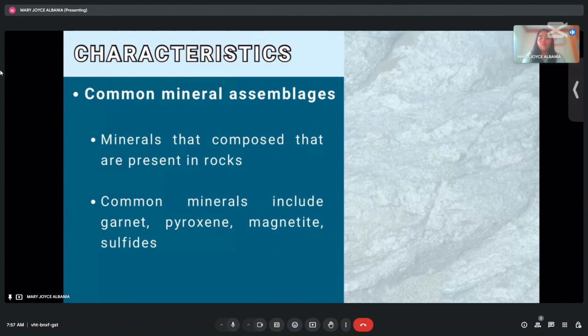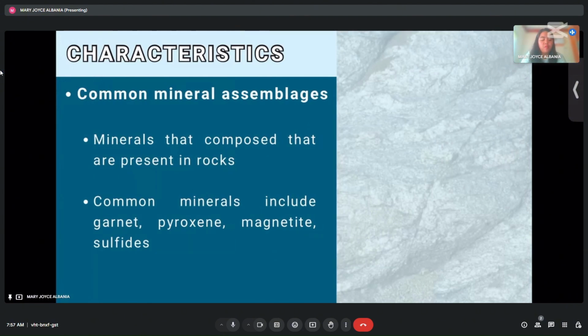Next is the common mineral assemblages. So these are the minerals that compose the present rocks. And the common minerals include garnet, pyroxene, magnetite, and sulfides. So garnet are commonly found in skarn deposit, and particularly in the early stages of its formation. And then for the pyroxene, it is another common mineral in skarn deposits, and often found alongside with garnet.